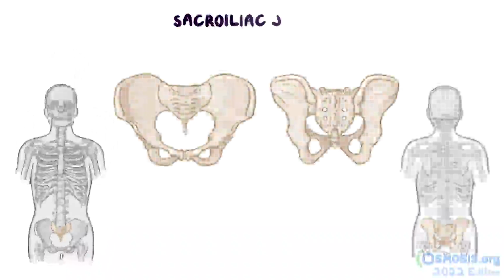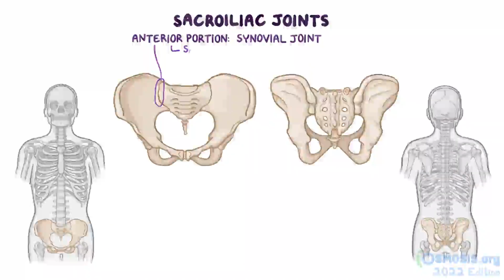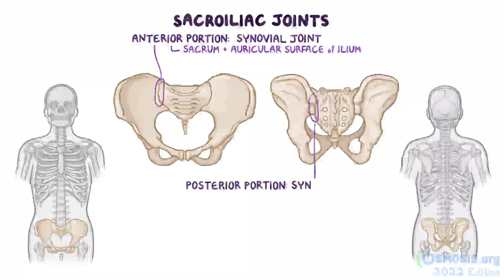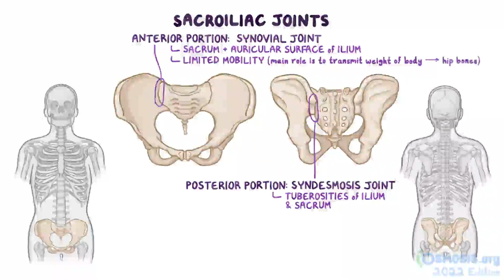Alright, now the sacroiliac joints connect the sacrum to the hip bones, and they actually consist of 2 joints. An anterior synovial joint, which is formed by the articulation between the sacrum and the auricular surfaces of the ilium, and a posterior syndesmosis joint, formed by the articulation between the tuberosities found on the posterior surfaces of the ilium and the sacrum. The synovial portion is unlike other synovial joints as it has very limited mobility. But that's because their main role is to transmit the weight of the body into the hip bones.